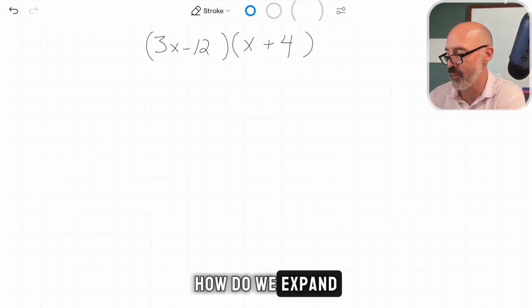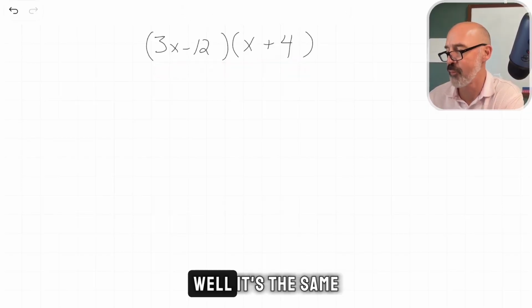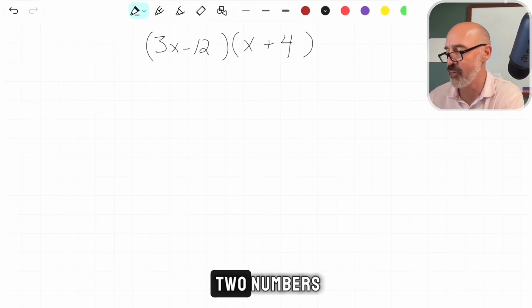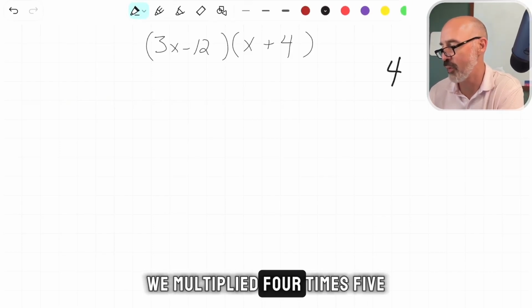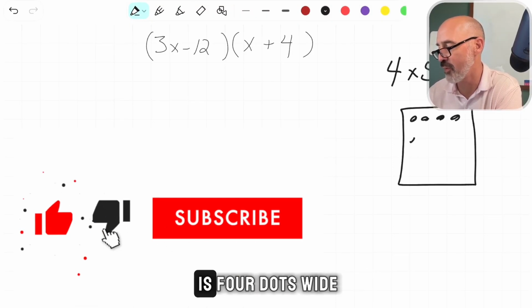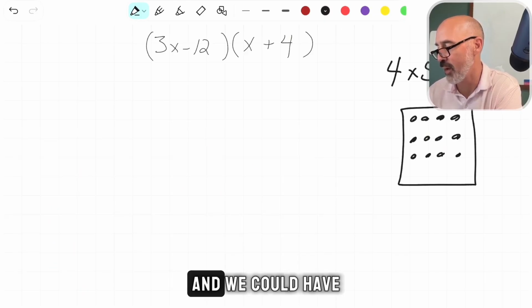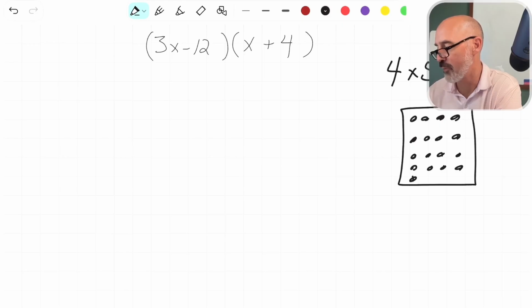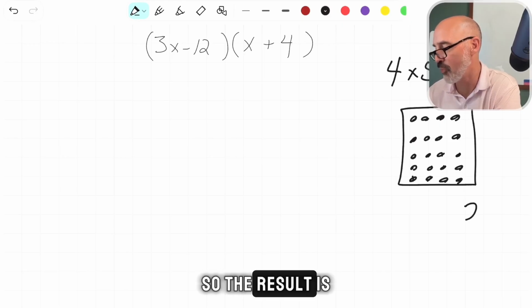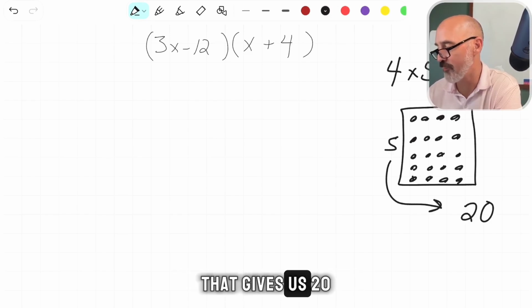How do we expand 3x minus 12 times x plus 4? Well, it's the same idea as multiplying any two numbers. We multiplied 4 times 5. We know we could establish an array that is 4 dots wide, and we could have 5 layers. So the result is 20. So technically, it's like an area model where it's 4 by 5, that gives us 20.